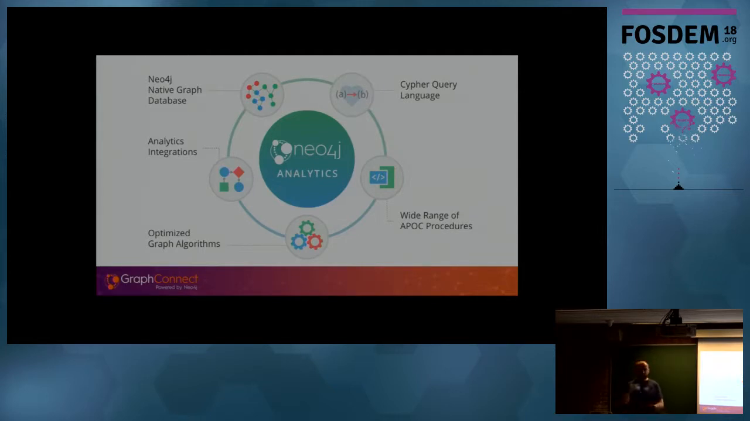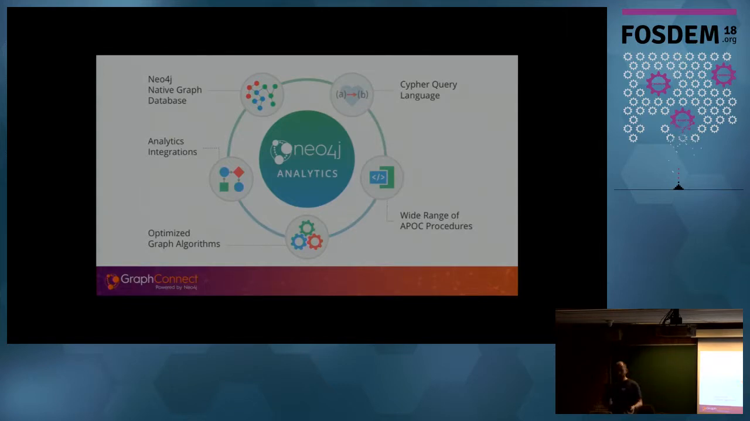And with the results that come out of the graph algorithm procedure, you can also reach into your graph again and pull, for instance, additional information for these nodes and relationships. And all of that runs on Neo4j, so you don't have to leave Neo4j's process, it's all running in process, which is really nice.